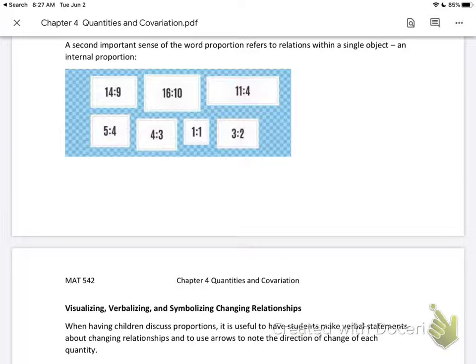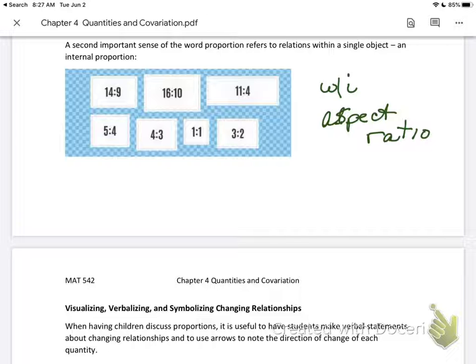As opposed to, we can talk about proportions within an object. And within, you're looking for an aspect ratio. So it's another way to measure proportion. This is within an object. These are rectangles, and I'm showing you the proportion of the length to the width. Okay, and there's a relationship there.